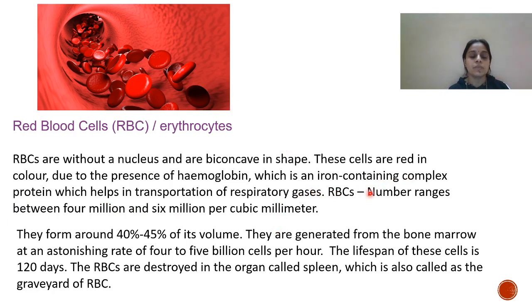The RBC number ranges from around 4 million to 6 million per cubic millimeter. They form around 40 to 45% of blood volume, and they are generated from the bone marrow at an astonishing rate of around 4 to 5 billion cells per hour. The lifespan of these cells is around 120 days. The RBCs are destroyed in an organ called the spleen, which is called the graveyard of RBC.